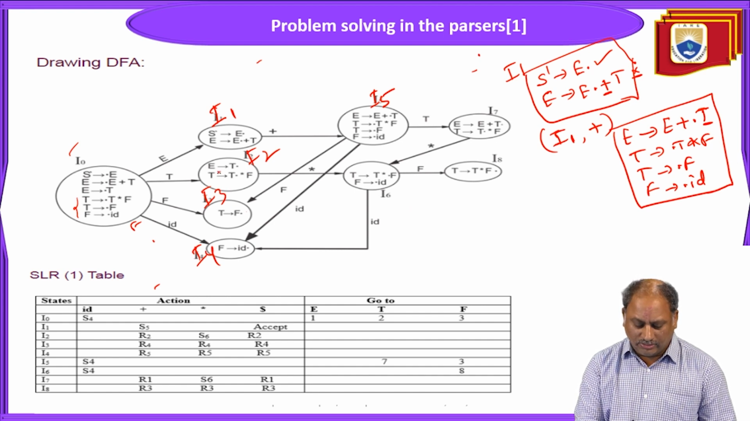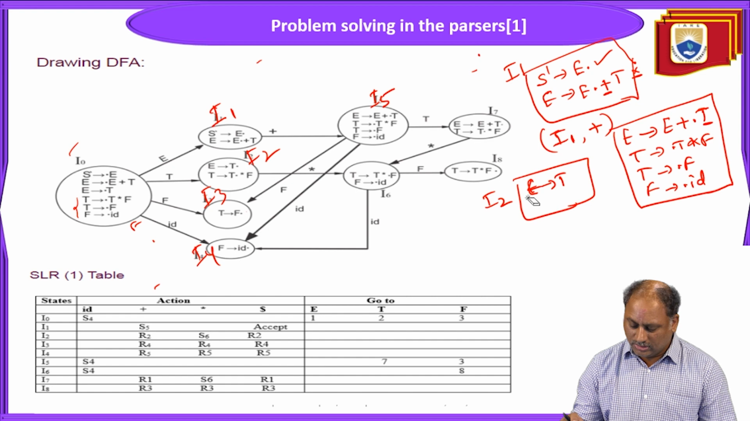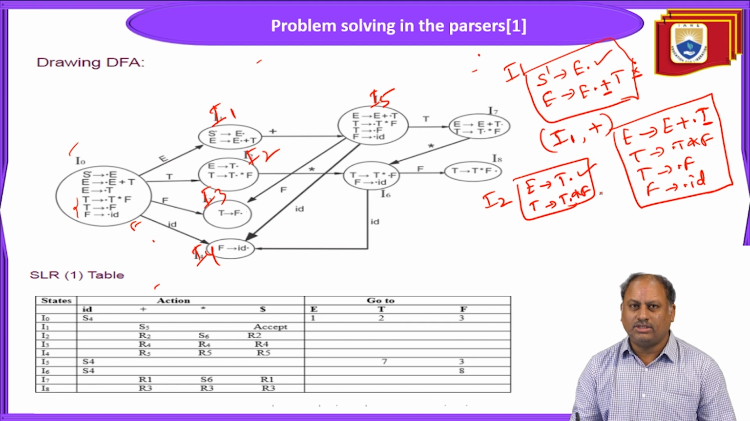Similarly, for I2 these two productions are there. I2 contains E derives T dot, which has reached the end, so we cannot do further closures on this one. Whereas the second production, T derives T dot star F, has not reached the end. So we can perform closure once again on this one.